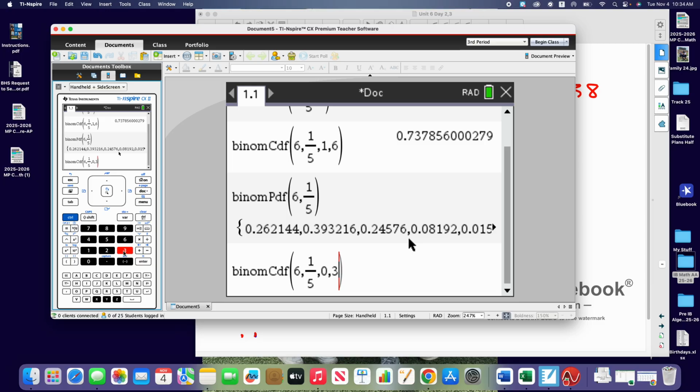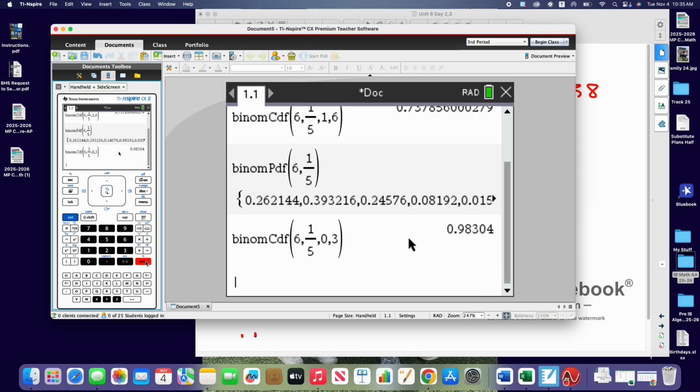How'd you get it to? I went up arrow and I highlight it and hit enter and it brings it down. And then I can edit it. Okay? And so I do that and I get 0.983.